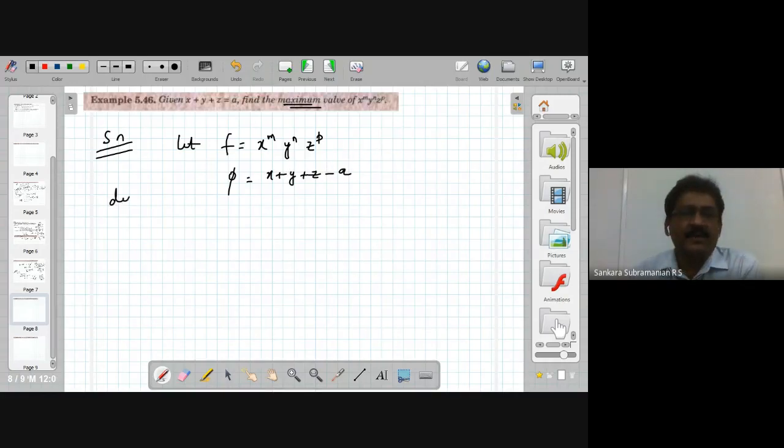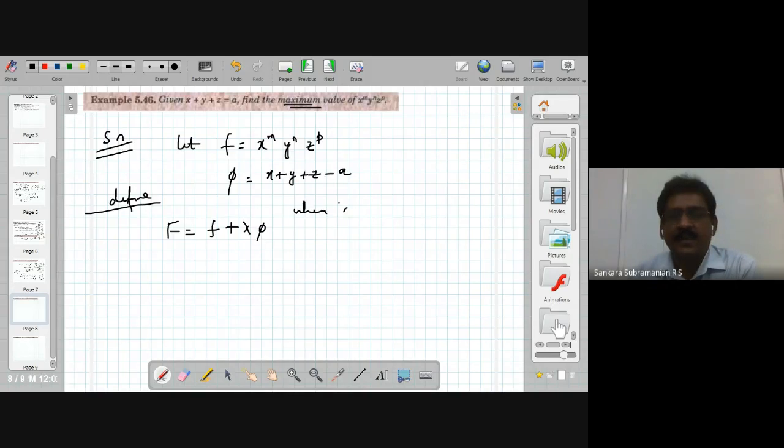Now define capital F equal to small f plus lambda times phi, where lambda is the Lagrange's multiplier.